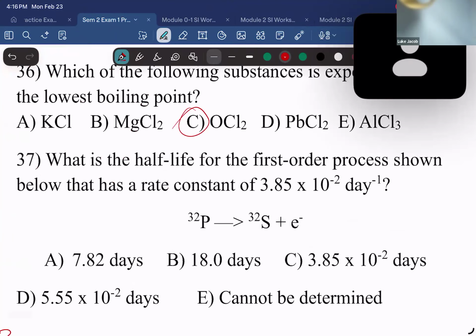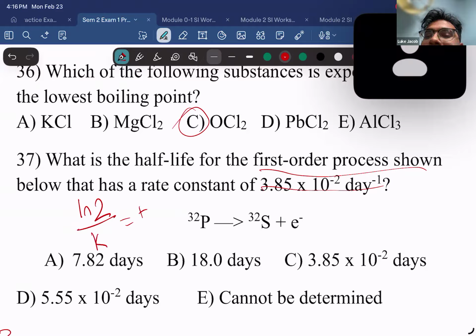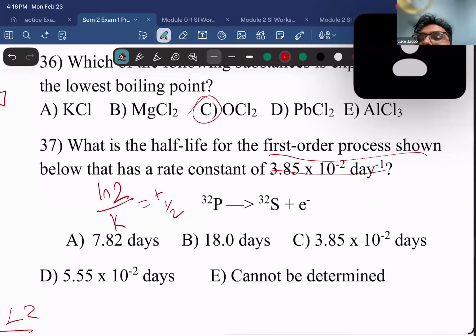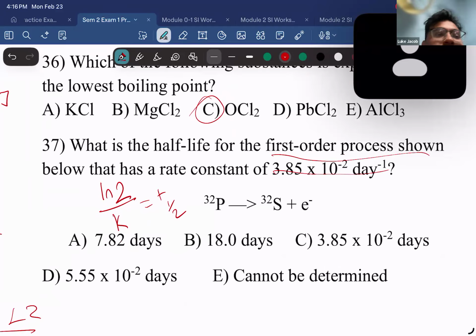All right, so this is the little half-life question. This is a first order process, and we're given the rate constant. I believe you'll have the half-life expressions, but if you don't, half-life with the first order one is very unique because it's basically just natural log of 2 over k equals t1/2. You can change it around to figure out the half-life.